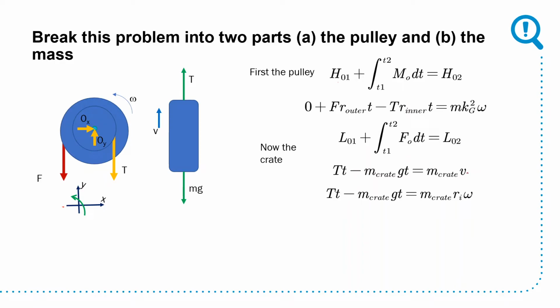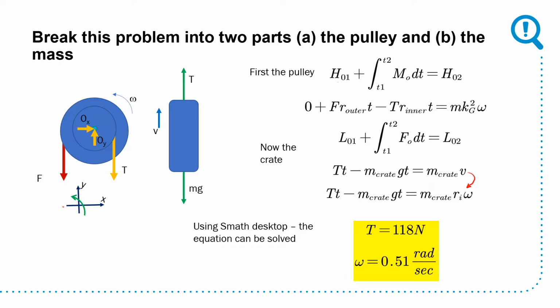The other thing I have to recognize is that I can write the velocity in terms of the pulley angular velocity as R_i omega. Now, it's not hard because I've got capital T tension, which is one unknown, and omega, which is the other unknown. T is given, as are all of the rest of the terms. You had T of 2.5 seconds.